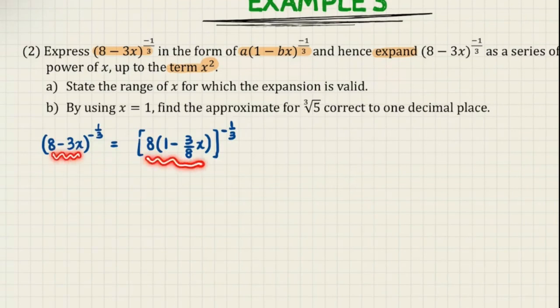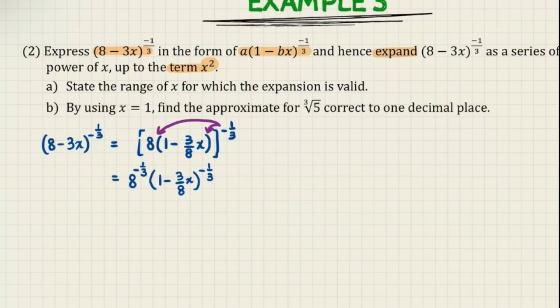Ada soalan tak? Boleh nampak tak kenapa dia 3 per 8? Sebabnya 3 per 8 darabkan dengan 8 kita akan dapat 3. Okay? So far okay. Kemudian 8 ini perlu didarabkan dengan power of negative 1 over 3 and this bracket pun akan darabkan dengan negative 1 over 3. So here dapat 8 kuasa negatif 1 per 3 in the bracket 1 tolak 3 per 8 x to the power of negative 1 over 3.